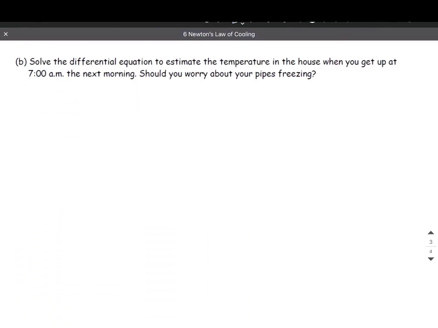Now, we're going to solve the differential equation. So the first step is solve the differential equation to estimate the temperature of the house when you get up at 7 a.m. Now hold on, 7 a.m. Now remember, 1 p.m. is 0, so 7 a.m. is time 18, and we want to know the temperature in the house at that time, okay? So we start with our differential equation, dT/dt equals k times capital T minus 10.